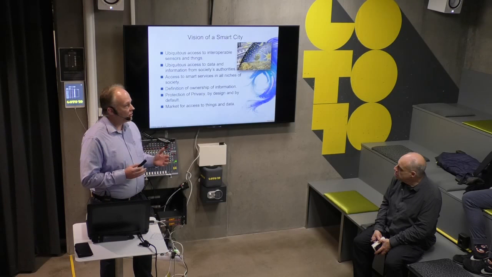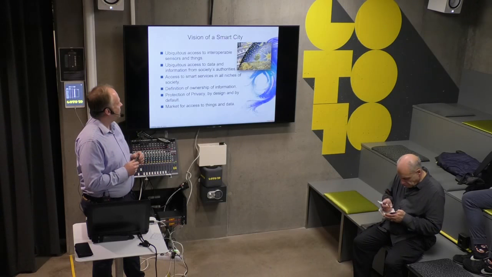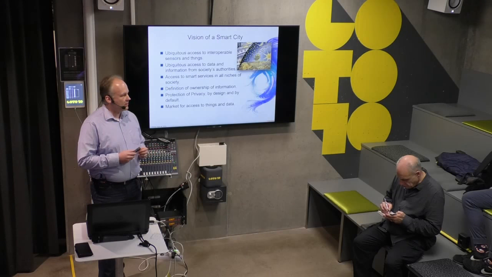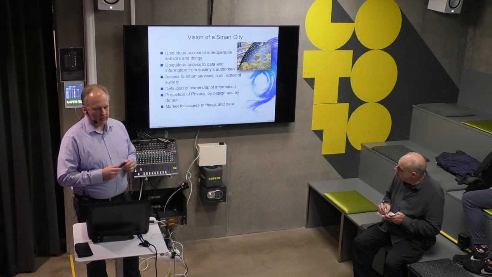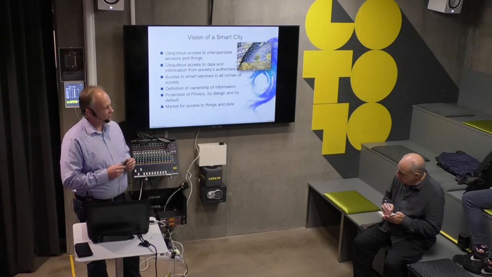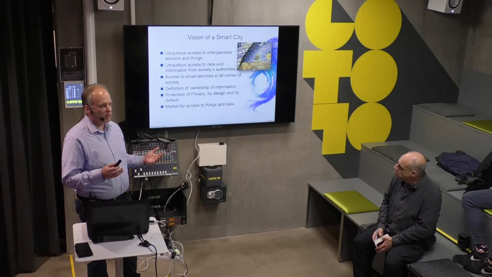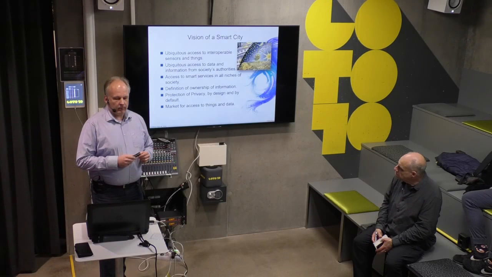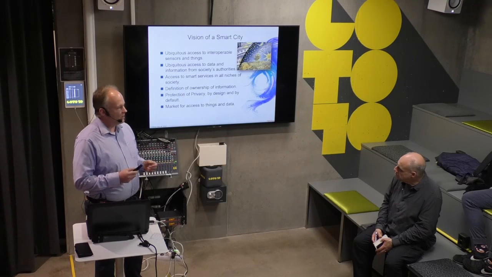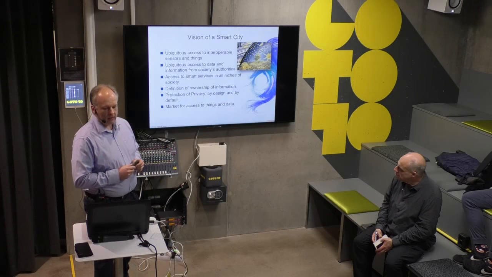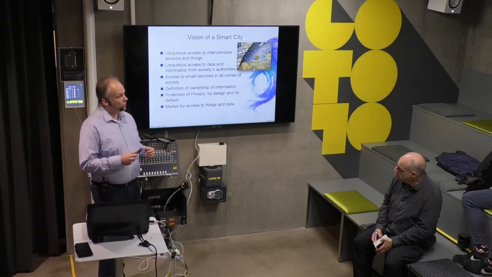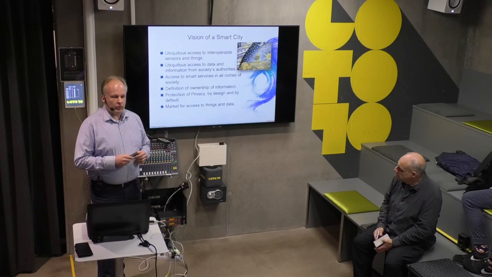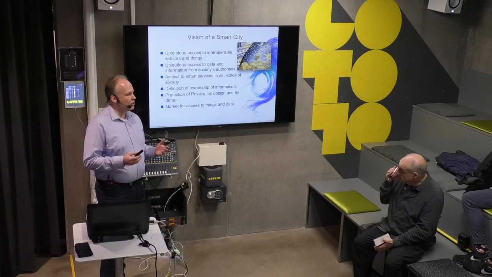So instead, the vision that we promote, a vision of a smart city, contains these aspects: ubiquitous access to devices, interoperable devices, ubiquitous access to data. And ubiquitous here means it's everywhere. We have smart services in all niches of society, which is a localization, you could say, the opposite of globalization. We also have ownership.